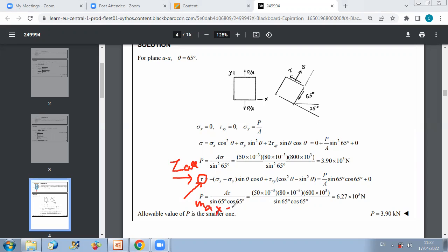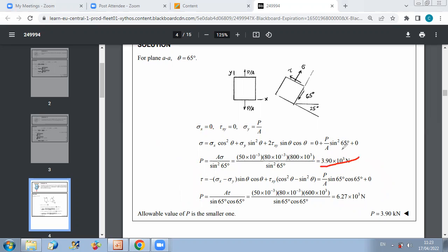So P max 2 is A times tau over sine 65 cosine 65. And then I get another value for P. And as usual, because I have to design for P max and I got two values, I will select the minimal one between the two to satisfy both constraints. So here P should not exceed 3.9 kilonewton, and I can deduce that the normal stress condition is the more critical one.